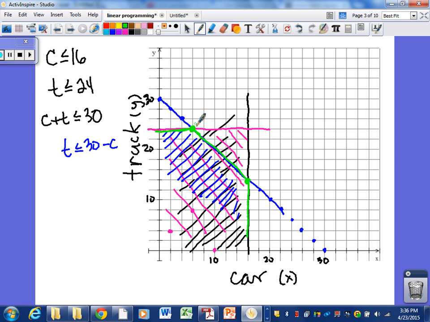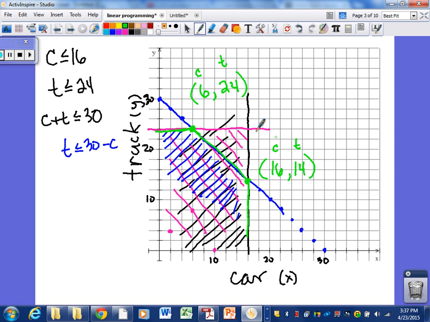Okay, so this point here is 6 gallons of gas in your car and 24 gallons of gas in your truck. That is a possible way to split the 30 gallons of gas. Here's another option: 16 gallons in your car and only 14 gallons in your truck. This is another way you can split your 30 gallons. 16 and 14 is 30, 6 and 24 is 30, and all the other options.